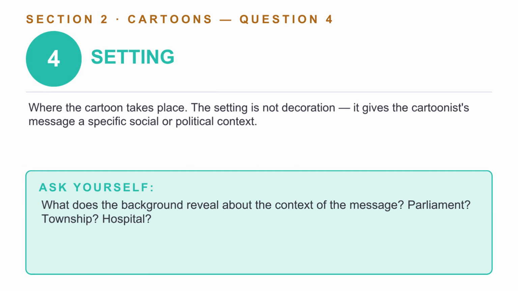Element number 4, the setting. The setting is where the cartoon takes place. What does the background reveal about the context of the cartoonist's message? Is this a parliament, a school, a hospital, a township street? The setting is not decoration. It is a meaning maker. It gives the cartoonist's message a specific social or political context.